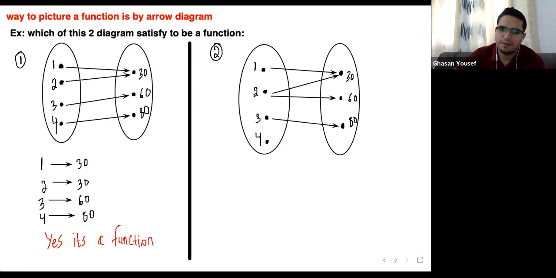Here, every input should take exactly one output. So number 4 does not take any output. This is the first reason it is not a function. Second reason, number 2 takes two outputs. So also this is not a function. So here the 1 takes 30, and 2 takes 30 and 60.